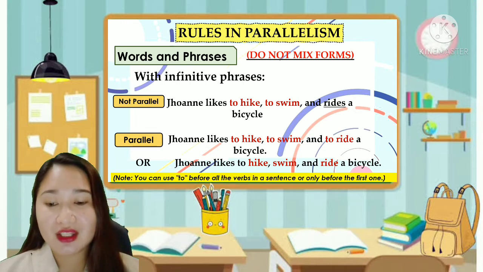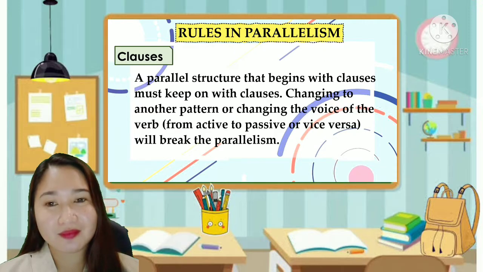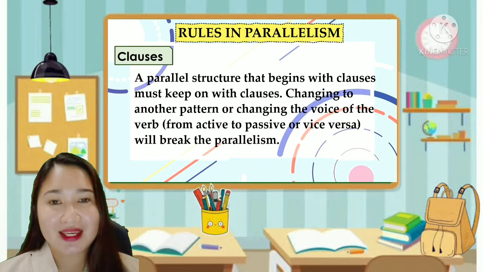Remember that you can use "to" before all the verbs in the sentence or only before the first one to avoid redundancy. In terms of clauses, a parallel structure that begins with clauses must keep on with clauses. Changing to another pattern or changing the voice of the verb from active to passive or vice versa will break the parallelism.